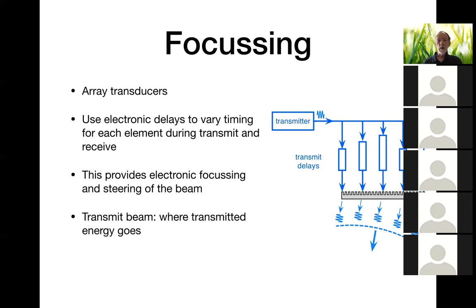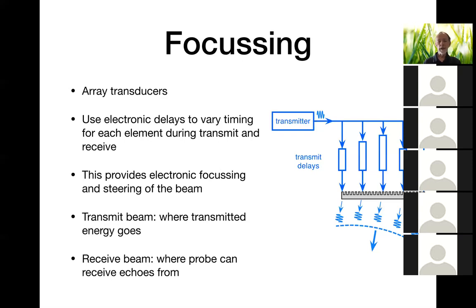Now, the interpretation of what the beam means is a bit different, depending on whether we're talking about the transmit beam or the receive beam. I've mentioned already the transmit beam tells you where the transmitted energy actually travels. So that's the pathway along which the transmitted energy goes, whereas the receiving beam defines those tissues which are capable of sending echoes back to the probe that the probe will detect.